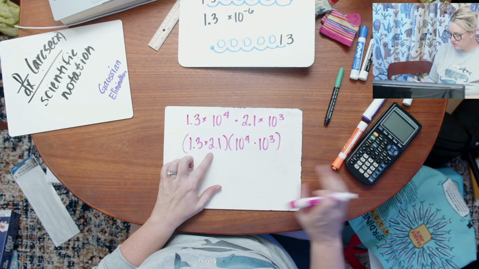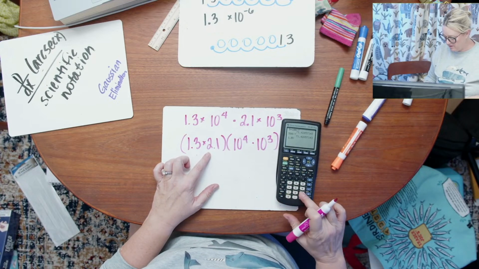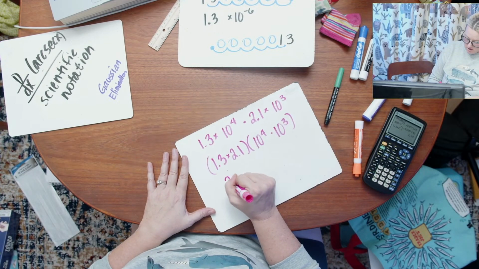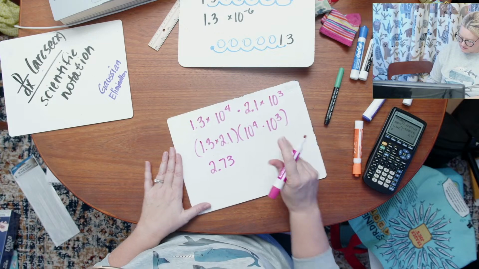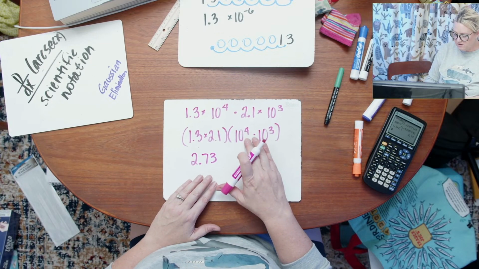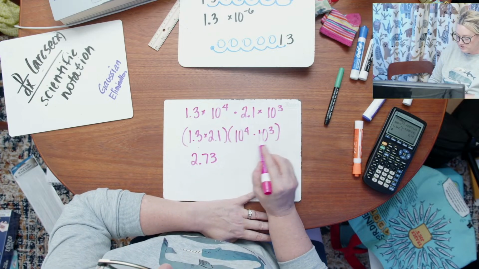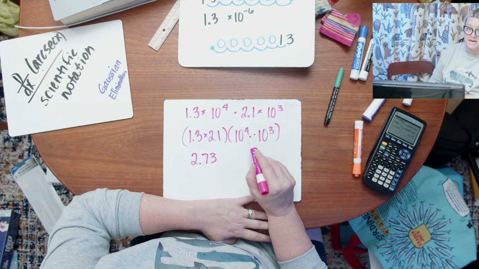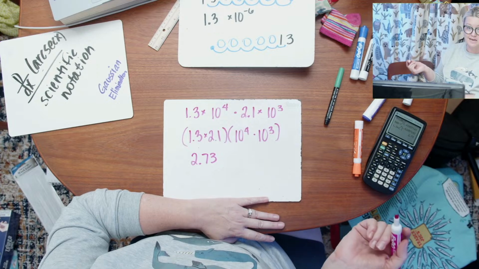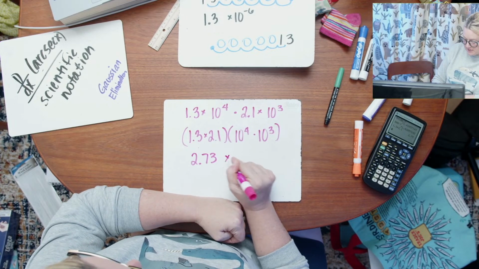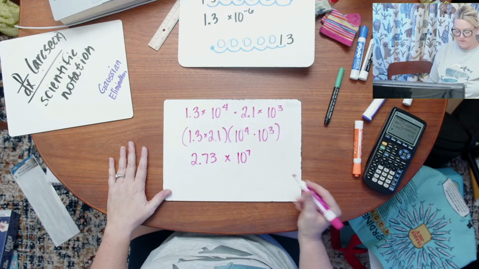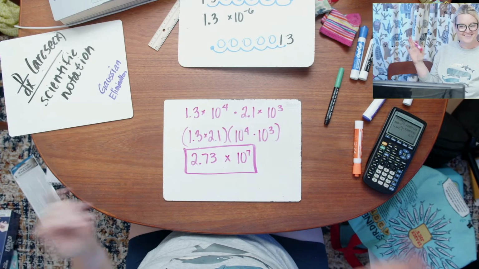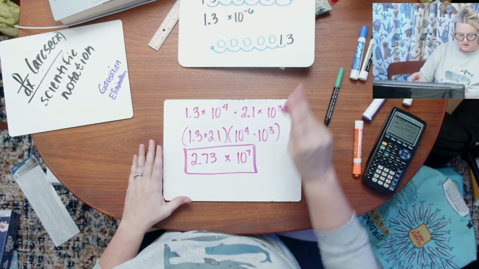So I'm going to do 1.3 times 2.1. I'm just going to use my calculator for this. That is 2.73. Yes, I know that would be different sig figs, but I'm not worried about sig figs right now. Then 10 to the fourth times 10 to the third is like multiplying 4 tens times 3 tens. So how many tens total? 7. So this is going to be times 10 to the 7th power. So that would be our answer. Ta-da! Okay. All right.